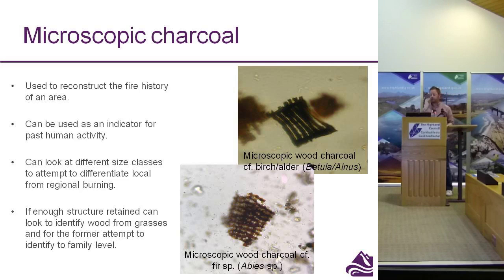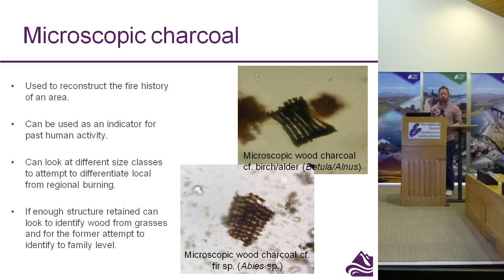One is part of a scalariform plate, so it would be an oval shape with these bars going through it. And we can count the number of bars, and that gives us an indication of what kind of tree it is. So that's either going to be birch or alder. And the other one looks like a bran flake, and that's coniferous wood.